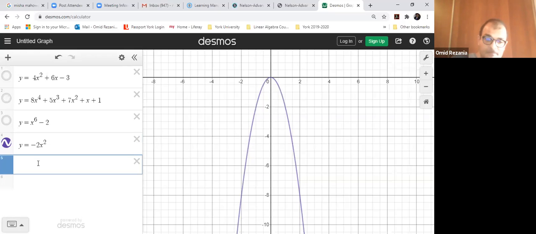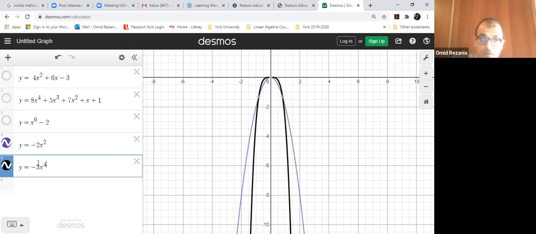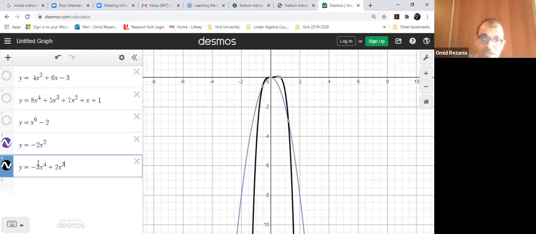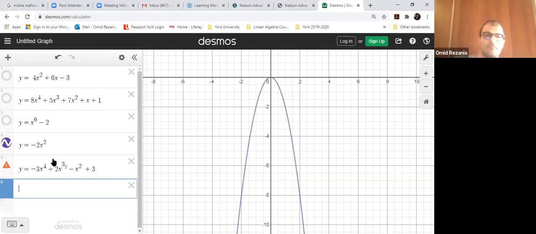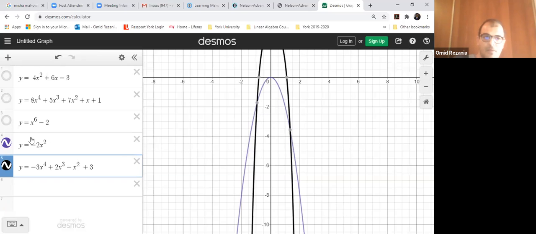Let's have another one. For example, y equals minus 3 times x to the power 4 plus 2x to the power 3 minus x to the power 2 plus 3. Okay, let's just focus on these plots only.